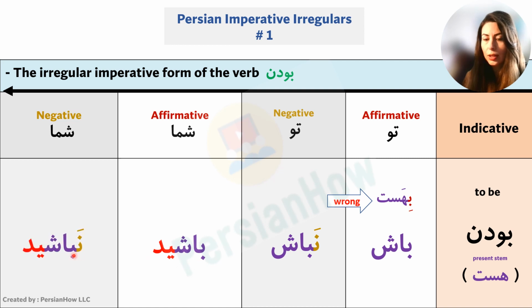باشید، نباشید. The spoken form of باشید is باشین, and the spoken form of نباشید is نباشین.